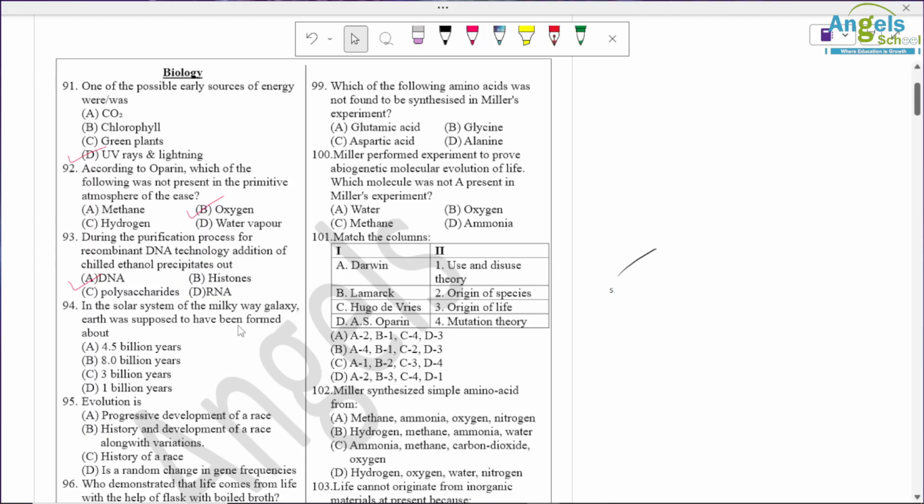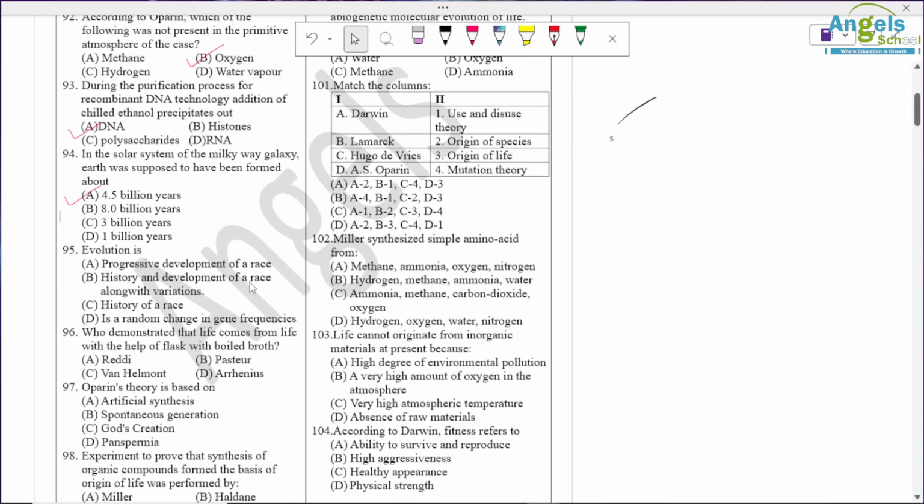In the solar system of the Milky Way galaxy, Earth was supposed to have been formed about 4.5 billion years ago. So again, answer A is correct.